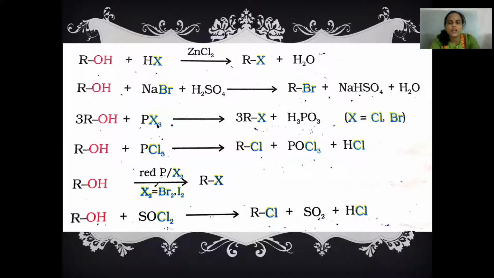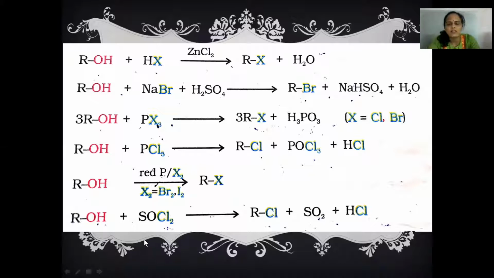Alcohol treated with thionyl chloride gives alkyl halide plus sulfur dioxide plus HCl. This is the best method because the alkyl halide is formed in good quantity, and the other two byproducts, sulfur dioxide and HCl, are gaseous products. That's why, for the preparation of alkyl halides from alcohols, we prefer to treat them with thionyl chloride, SOCl2. So this is the first method of preparation of alkyl halides from alcohols.